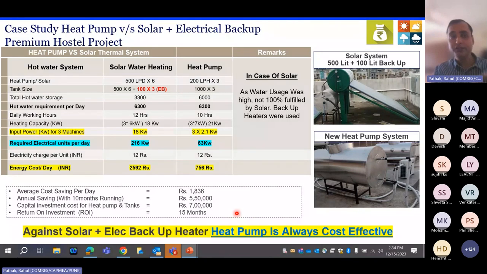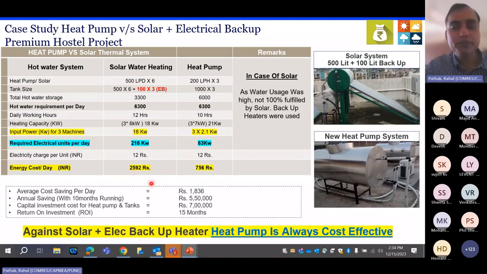We replaced the entire solar water heating, which was backed up with electrical coils, with the heat pump. You can see this second installation over here. So this got replaced with the entire heat pump. And the energy cost per day, the energy saving which we have got, look at this, 756 versus 2592. I'll not go into the details. I'll share this with all of you later on.